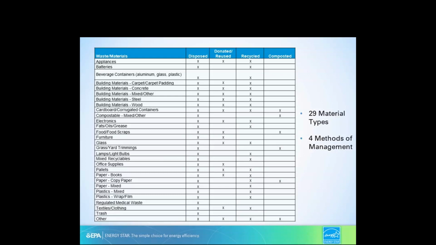So you'll see on screen, this is the list of 29 material types that Portfolio Manager is set up to accept. And to pull these together, EPA looked at the material categories that are most used by WasteWise partners, so those that were in EPA's waste reduction model, and other feedback from Portfolio Manager users. And if you have materials that don't fit into one of these categories, you can choose other. And you'll note that for other, you have the option to select disposed, donated, recycled, or composted. It's not limited like any of the other fields might be.